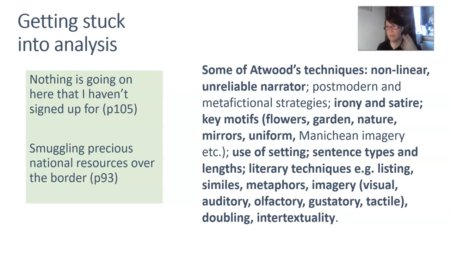So you have a look at those quotes. "Nothing is going on here that I haven't signed up for." It'd be really easy with that piece of modern writing, first person narrative, to just talk about the idea that Offred's saying that this, she says it's not rape, doesn't she, in the ceremony. "Nothing's going on here that I haven't signed up for." It'd be very easy to talk about the ideas in the text and not talk about the language. And I want you to think about the language here.